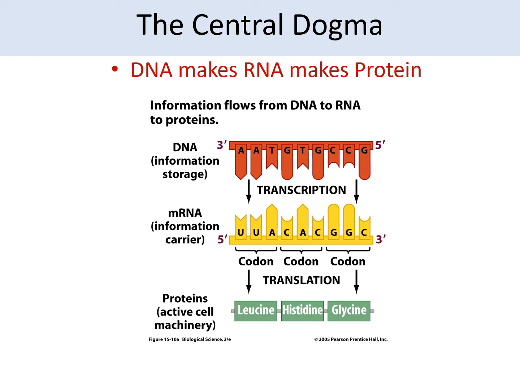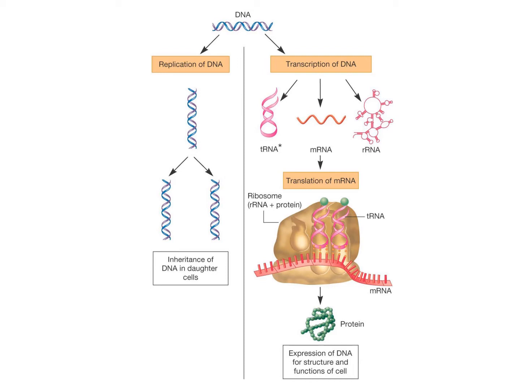After that, the RNA will go through translation. Those 3 letters of the RNA will form a codon. That 3-letter codon will be translated into an amino acid. All right. For example, the codon UUA will be translated into leucine, CAC into histidine, GGC into glycine. These amino acids will then link together to form a polypeptide or protein. This protein is actually the active cell machinery.